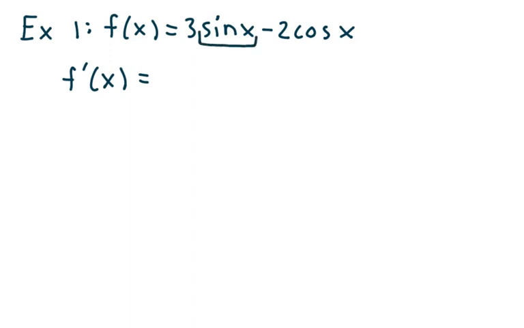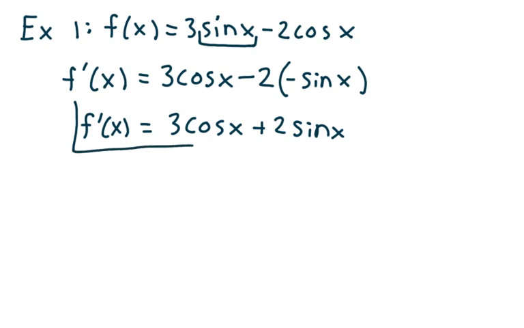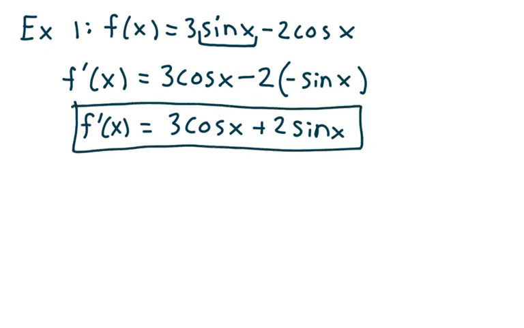The derivative of sine x with respect to x is cosine x. So the derivative of 3 sine x with respect to x is 3 cosine x. I'm going to go minus 2 times the derivative of cosine x with respect to x, which is negative sine x. And remember that a negative times a negative is a positive. So when I simplify this, I get 3 cosine x plus 2 sine of x. And this is equal to f prime of x. It's very important. You told me that you're taking the derivative. So that's the final answer for example 1. Let's take a look at example 2.